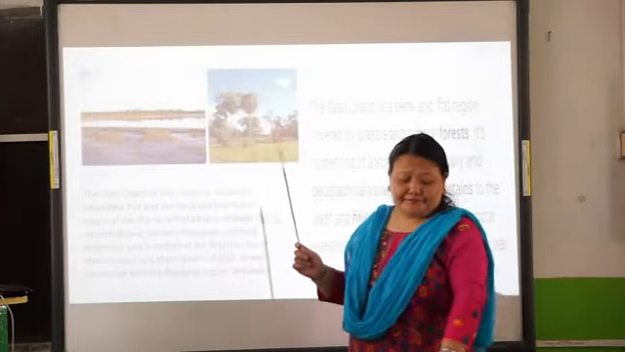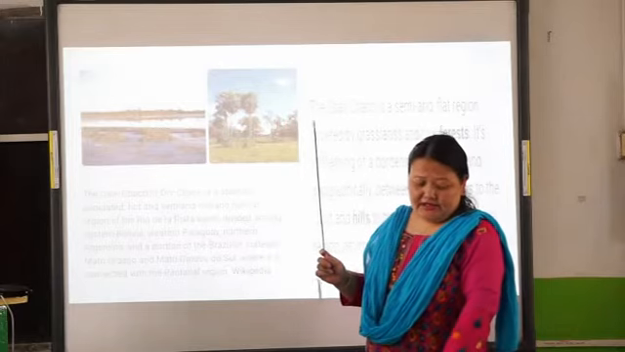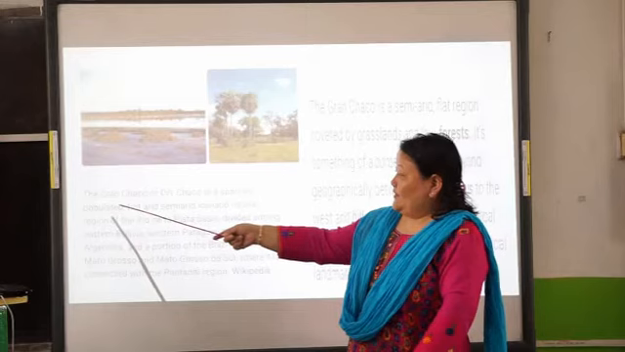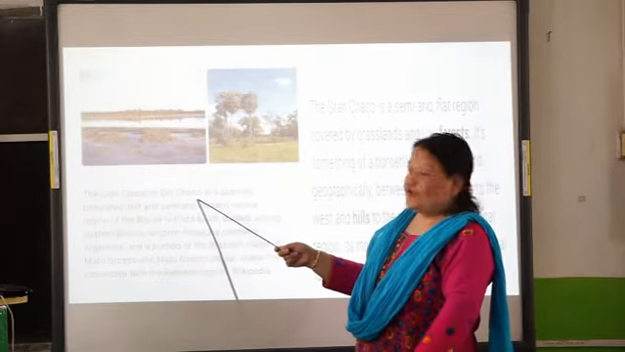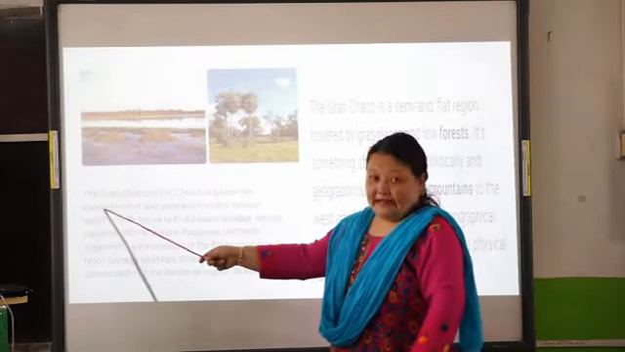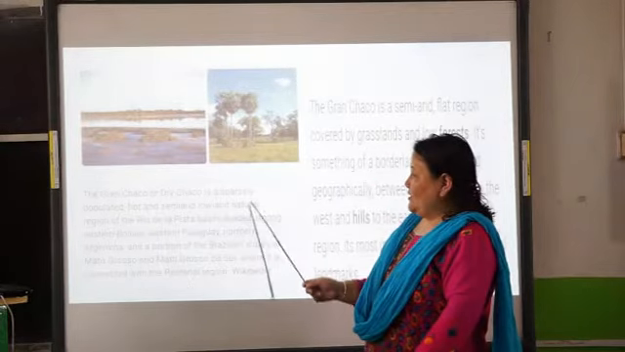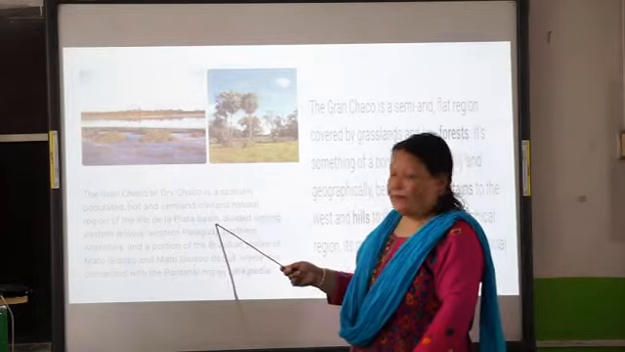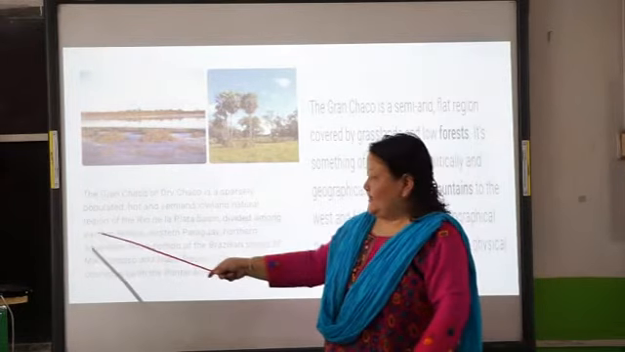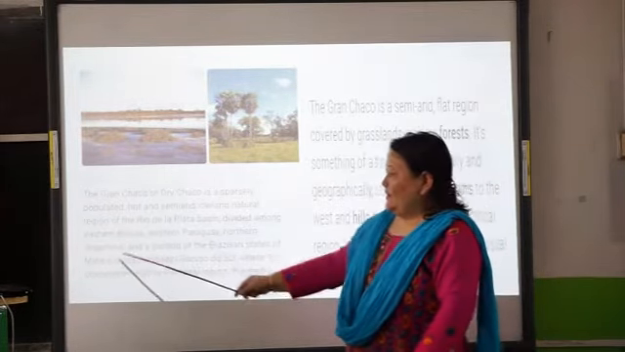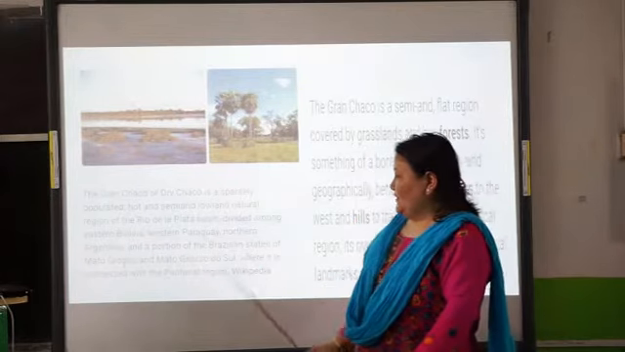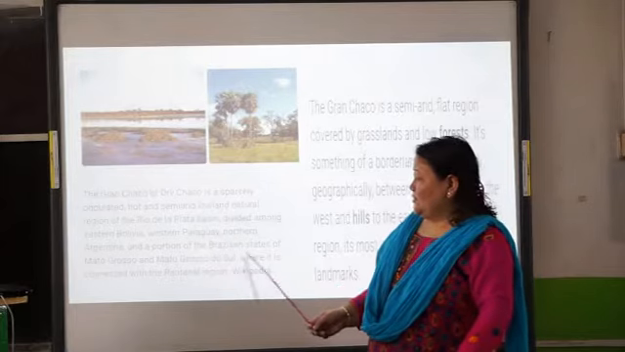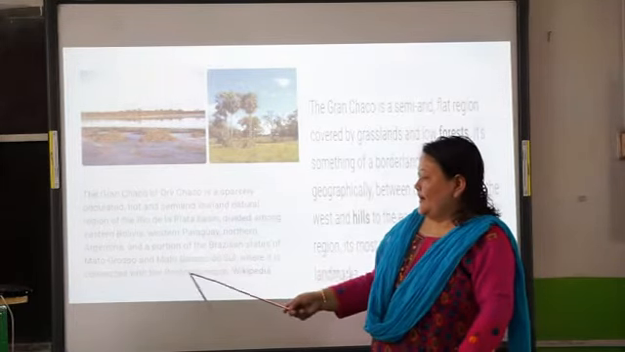Now in the central plains, above your River Plate Basin, you have an area known as Gran Chaco or Dry Chaco. It is a sparsely populated, hot and semi-arid lowland natural region of the Rio de la Plata basin, divided among eastern Bolivia, western Paraguay, northern Argentina, and a portion of the Brazilian states of Mato Grosso and Mato Grosso do Sul, where it is connected with the Panhandle region.